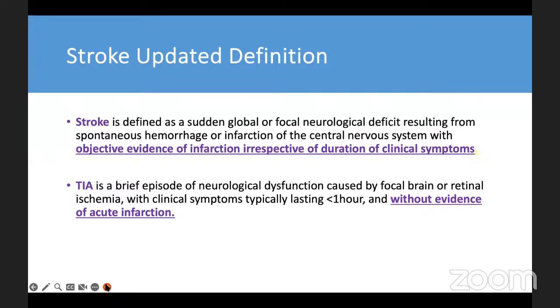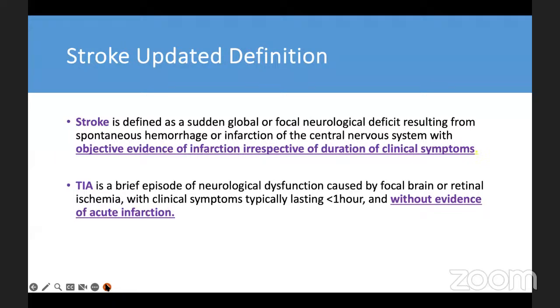If the person has a neurologic deficit, let's say the person has developed a sudden onset aphasia, inability to speak, or a sudden onset of weakness on one half of the body, and you do an MRI scan and you can find evidence of infarction, regardless of the duration of symptoms, the person has had a stroke.